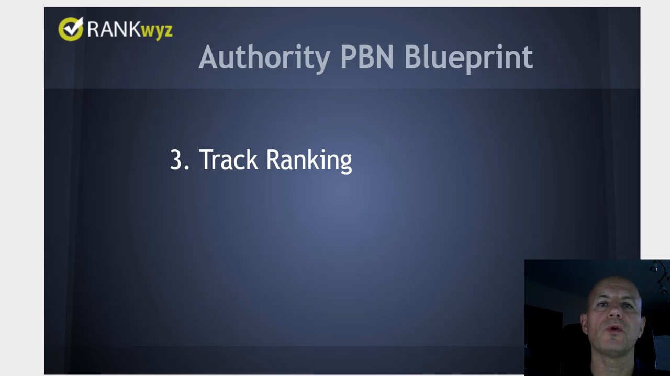Number 3, track ranking. Enable rank tracker for all of your sites in PBN and track ranking for all possible niche relevant keywords. First of all, this is the only way you can see how Google sees your blogs, as an authority or not.